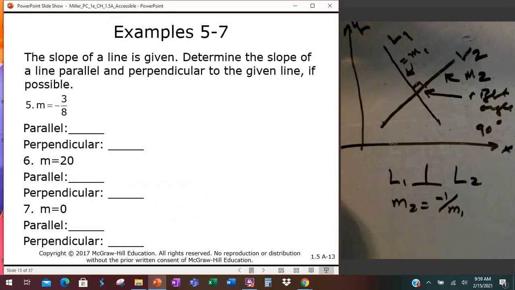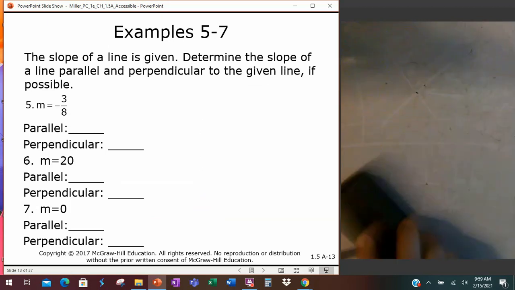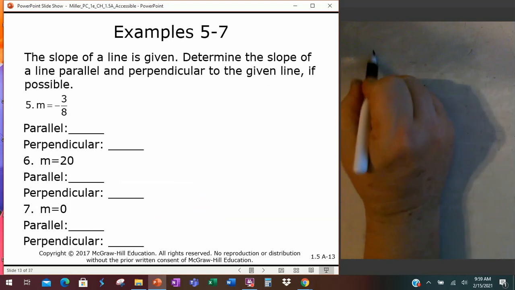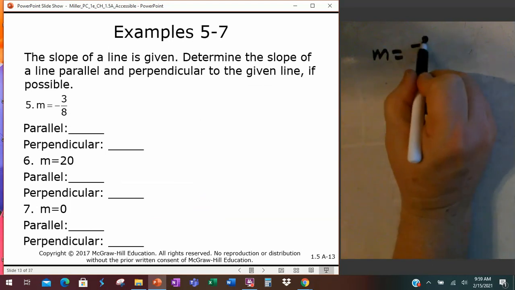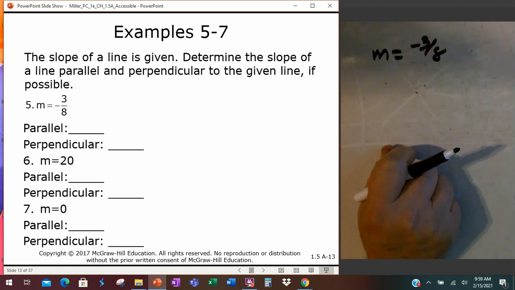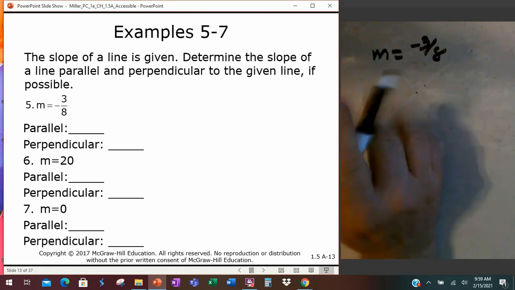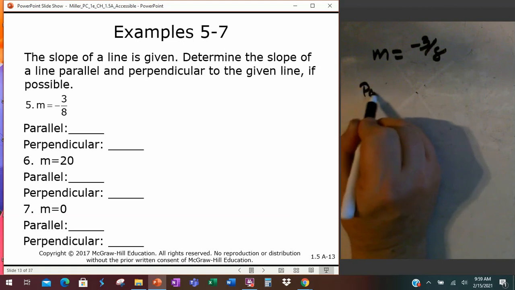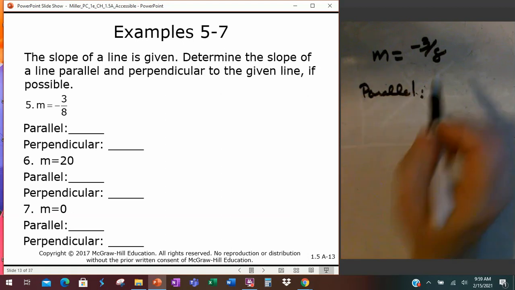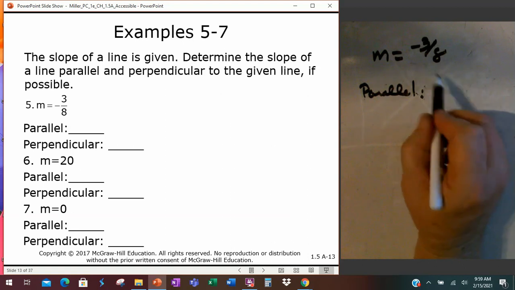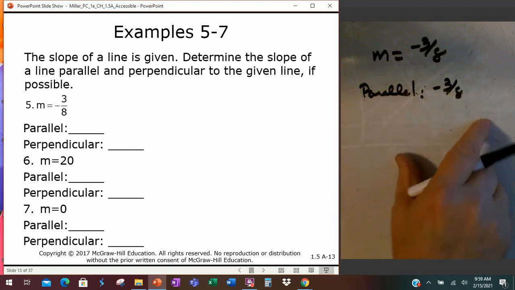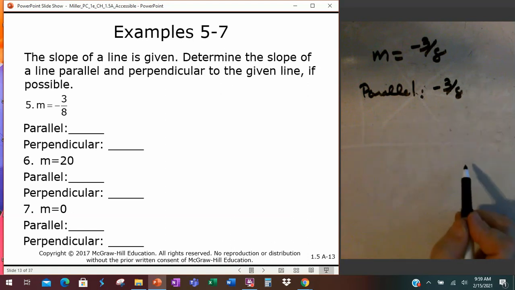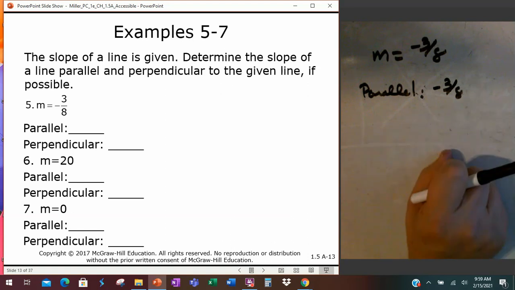Okay, so here we're going to get started out. Here's a couple of examples. M is equal to -3/8, and it wants the slope of a line parallel and perpendicular. So the slope only is what I'm looking for. If you want a parallel slope, well, it's the very same. No matter what this is, the one parallel to that is going to be -3/8. So that would be decreasing -3/8, another one -3/8.